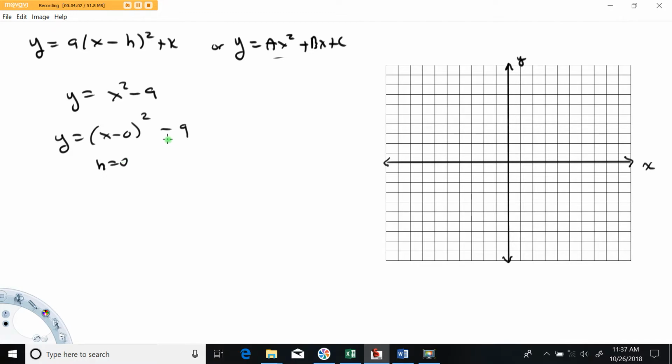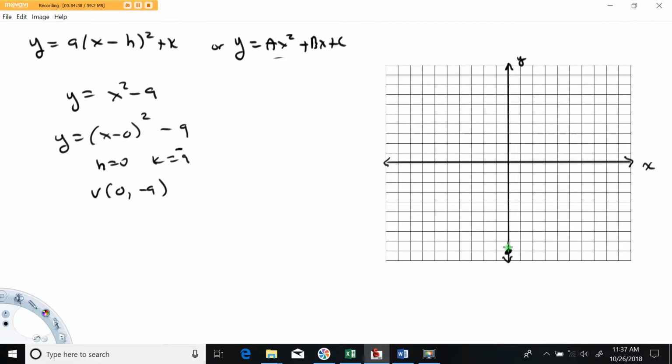The value for k is here. k is minus 9. So now what we know is that the vertex is at the point (0, negative 9). Forgot to write the minus there. The a value here is plus 1. So this parabola must open up. So now I've got enough information here to start plotting points. So I'm going to go to my vertex, (0, negative 9). So 0 left or right, 1, 2, 3, 4, 5, 6, 7, 8, 9. There's my vertex. The parabola opens upward.